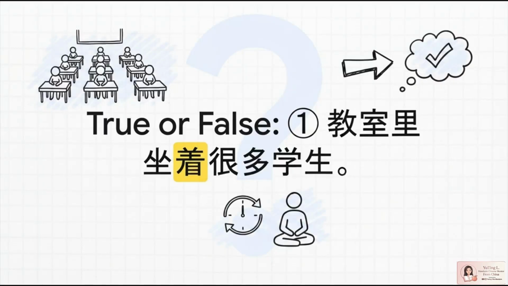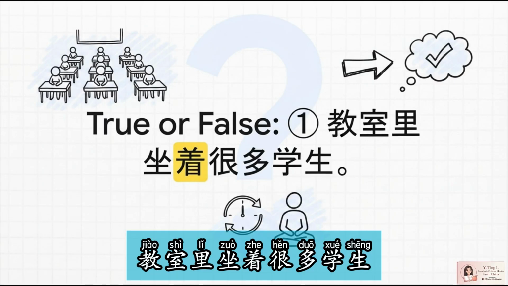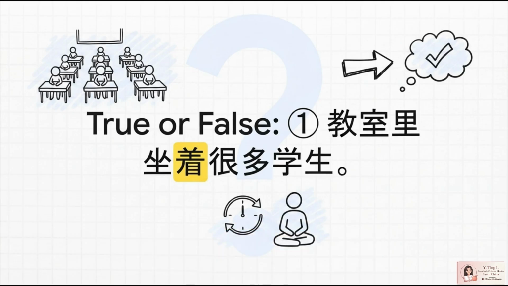Here is question 1. 教室里坐着很多学生。 In the classroom are sitting many students. Is this usage true or false? Take a second. Well, if you guessed true, you nailed it. This is a textbook example of our first rule, existence. The students did the action of sitting down, and right now they are in a continuous state of resting in that classroom. It's a perfect static scene.